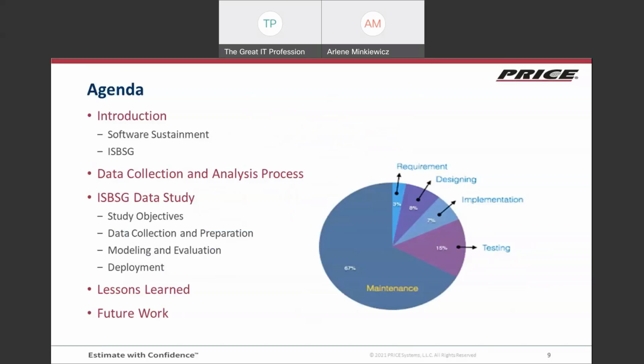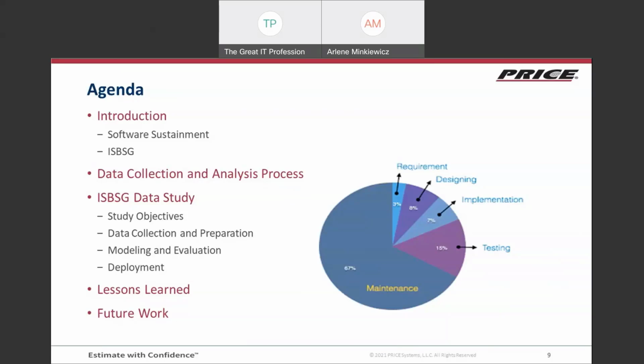Today, I'm going to talk about software sustainment, software maintenance. I'm going to start with an introduction. Why did we do this? Why do we use the ISBSG data, and why do we think it's valuable data for this kind of analysis? We'll talk about the data collection and analysis process, and then we'll talk through the study. What were our objectives? What were we trying to learn?